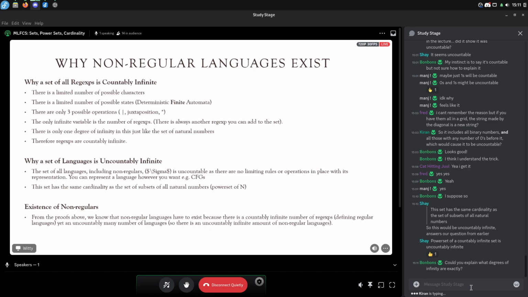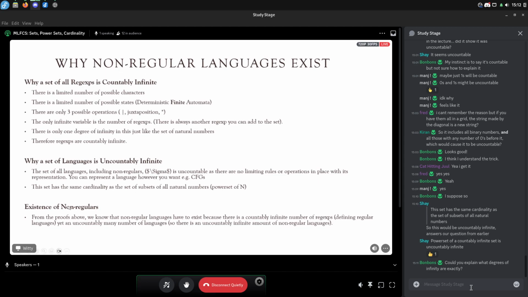And then we learned later on that we can use things called context-free grammars to define semantics. So the set of all the languages in existence is uncountably infinite because we are not bound by the same rules that we are when we have to keep it regular. So that's why it's uncountably infinite.